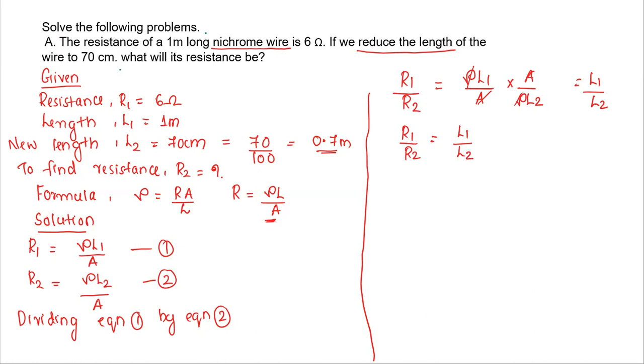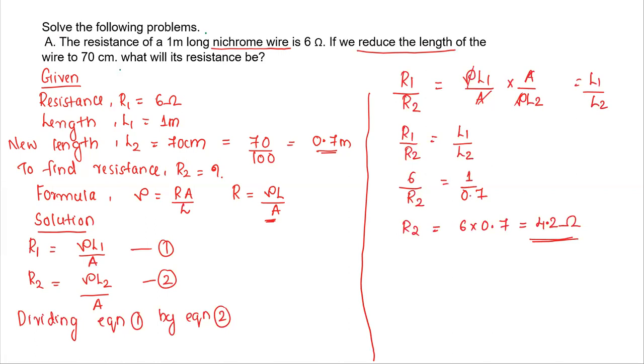Now substitute the values. What is R1? 6. R2 we don't know, so write R2 only. L1 is 1, L2 is 0.7. Now cross multiply and find out the value of R2. R2 is equal to 6 into 0.7. That is 7 6s are 42. Here one decimal is there, so one place left to go and put the decimal. Now R2, we got resistance. What is the unit of resistance? Ohm. So the value of R2 is 4.2 ohm.